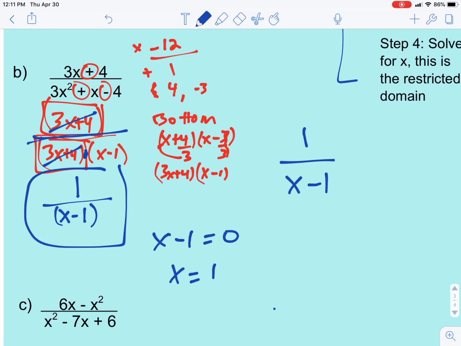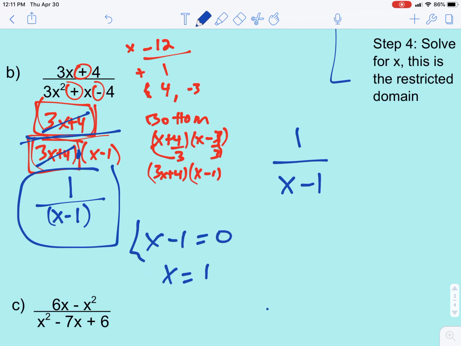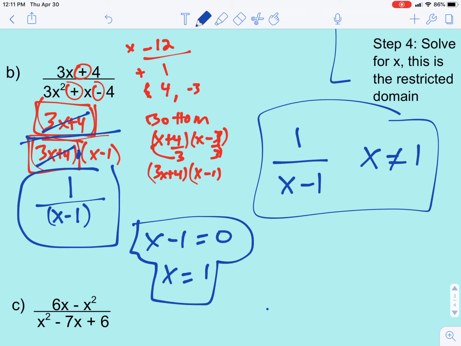Oh my gosh, you got it right. That is a 0. So what we have to do is figure out what makes the bottom 0. So we took that bottom factor, set it equal to 0, got x equal to 1. So this is our final answer, but then x cannot equal 1. All right, so that's what our final answer is going to look like.